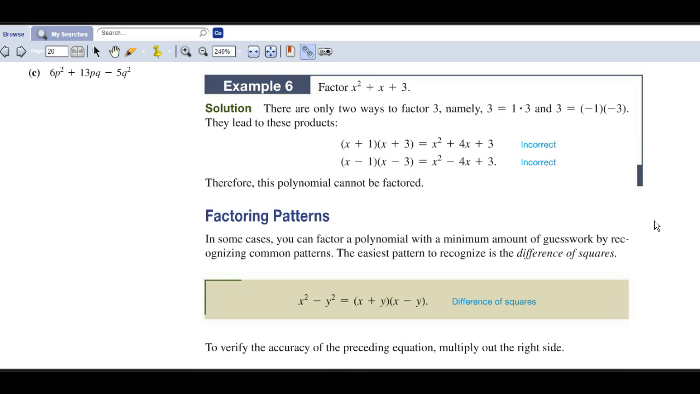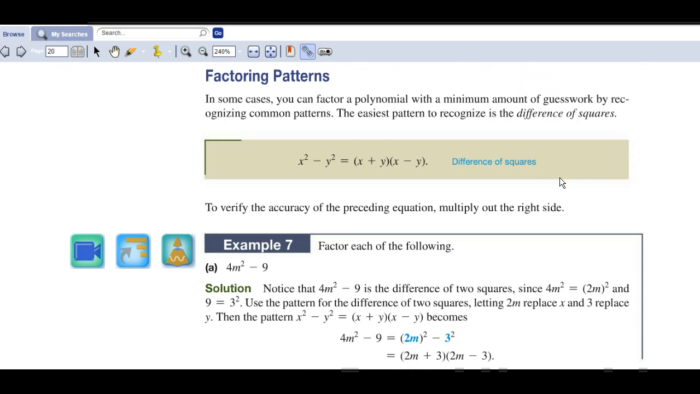Now, as we look at this one, x squared plus x plus 3, it's in standard form. Can't factor anything out. You put your parentheses, and it's a 3 and a 1 no matter how you do it. There's no way you're going to get a 1 there. So when there is no factorization that will work, we usually say it cannot be factored, or we say it's prime, P-R-I-M-E.